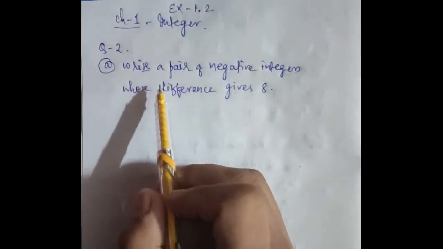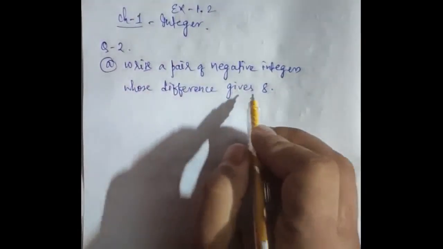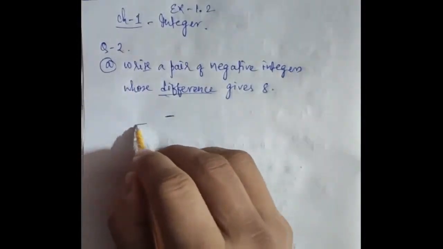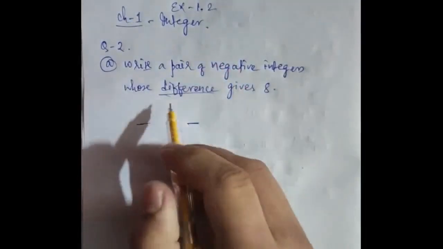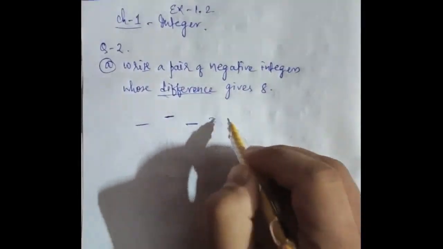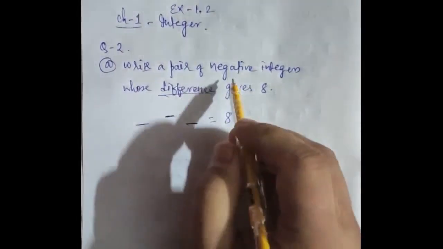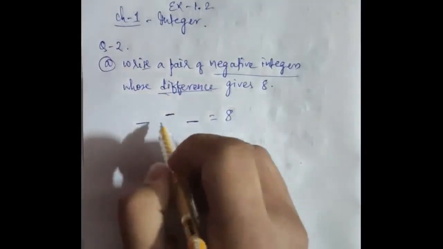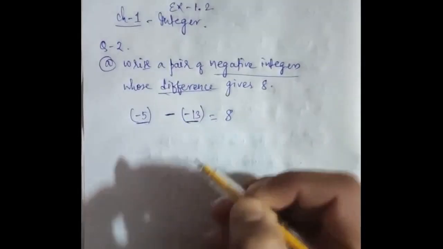So we have to write a pair of negative integers whose difference gives 8. Difference here means minus. We have to write a pair, meaning 2 numbers should be there, whose difference will result in 8. So you have to put such numbers here, but they should be negative integers. Remember, negative integers. So we can do one thing: minus 5 I will put here, and minus 13 I'll put here. So let us see the result.